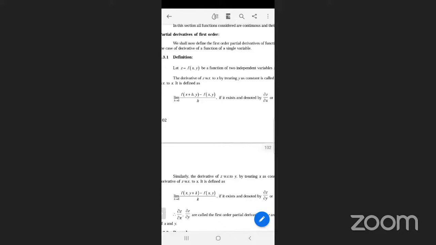So a combination of x and y is there, but I am taking it at x, that is dou z by dou x. Just replace x with x plus h wherever x is there. So limit h tends to 0 of (f of x plus h comma y minus f of x y) by h, if it exists, is denoted by dou z by dou x. This is partial differentiation with respect to x.